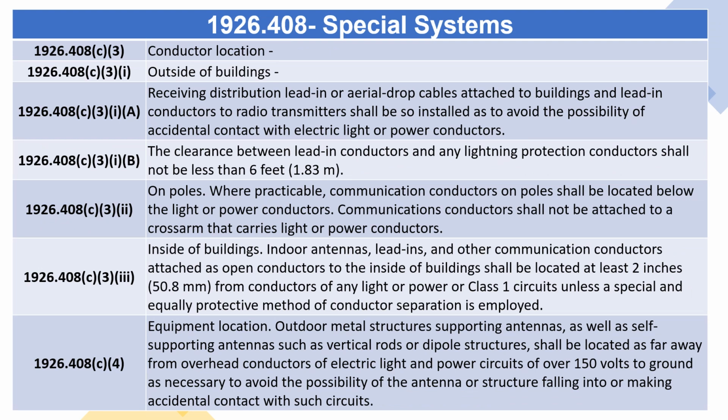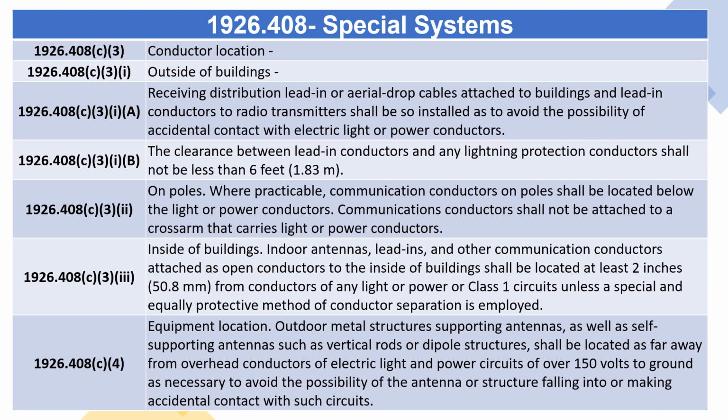1926.408(c)(3) Conductor location. 1926.408(c)(3)(i) Outside of buildings. 1926.408(c)(3)(i)(A) Receiving distribution lead-in or aerial drop cables attached to buildings and lead-in conductors to radio transmitters shall be so installed as to avoid the possibility of accidental contact with electric light or power conductors. 1926.408(c)(3)(i)(B) The clearance between lead-in conductors and any lightning protection conductors shall not be less than 6 feet (1.83 meters).